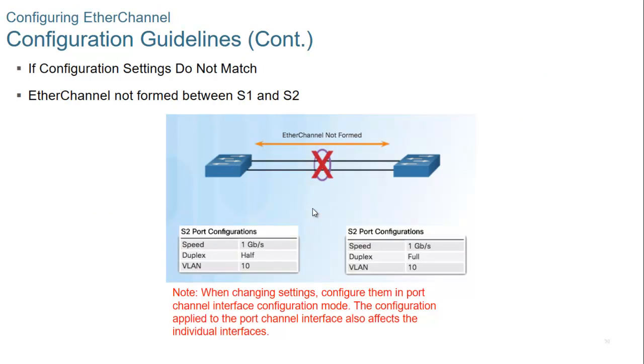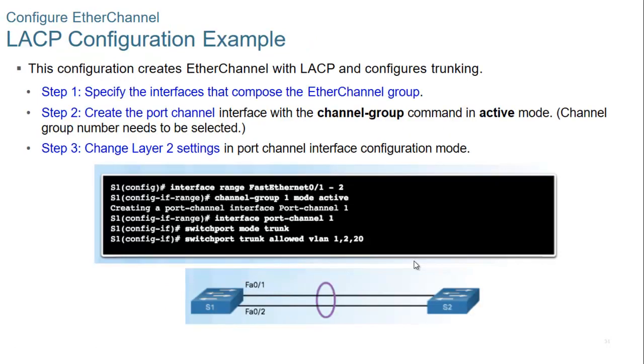If configuration settings do not match, the EtherChannel cannot form. So in this case, the speed is the same, but S1 is running on half duplex, while S2 is running on full duplex. So we have an incompatibility here, and the EtherChannel cannot be formed.